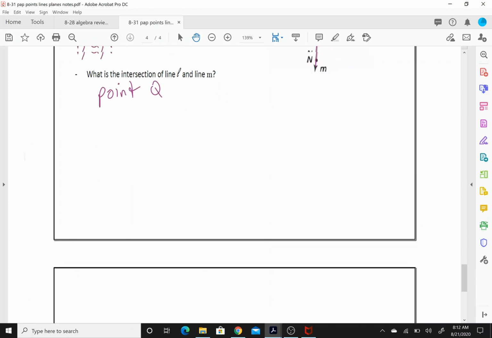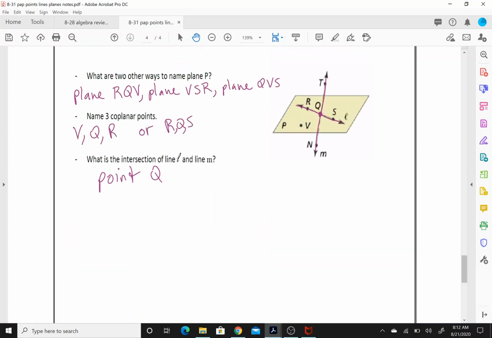All right, guys, so that's it for the definitions of points, lines, planes, rays, all those good things. Those are the building blocks of geometry. I hope you understand, and I'll see you guys later.